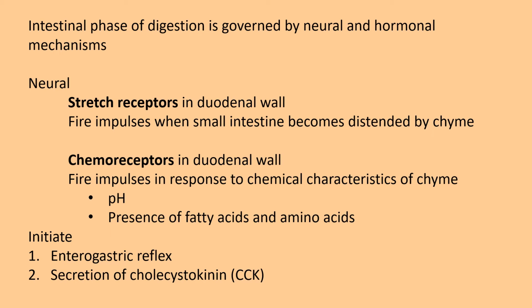How do we know that the chyme is moving into the small intestine? Well, we know that two ways. We have stretch receptors that are in the wall of the duodenum, and as the duodenum fills with chyme, it stretches. And then we have chemoreceptors in the mucosa of the duodenum, the lining of the duodenum. The cells that are in contact with the food material include chemoreceptors.